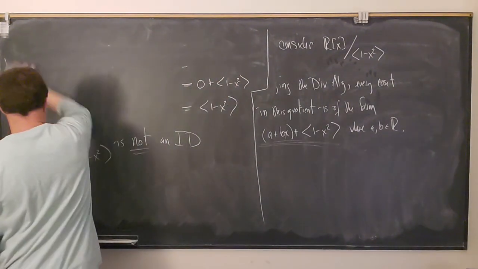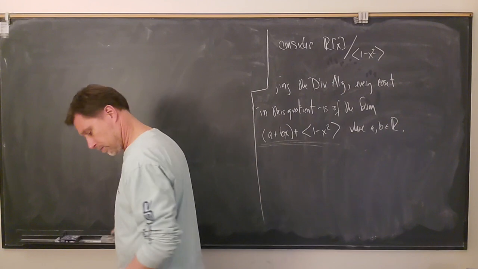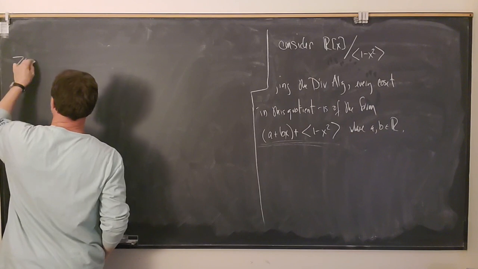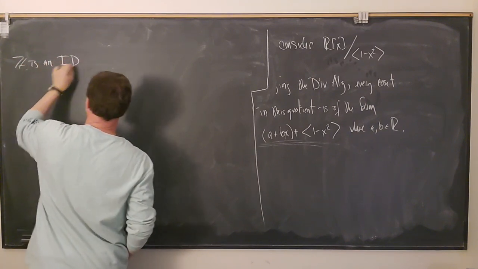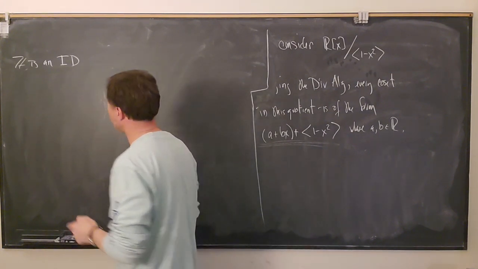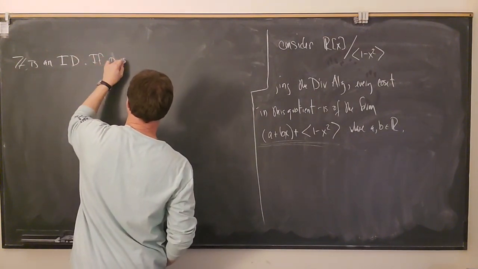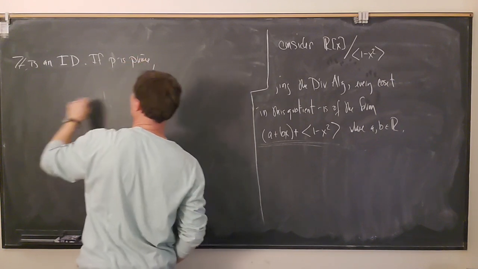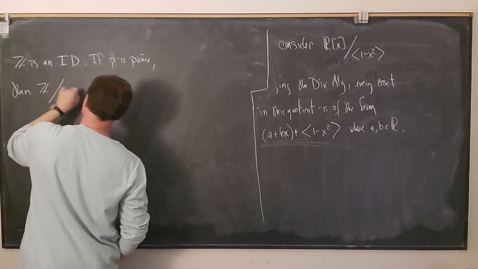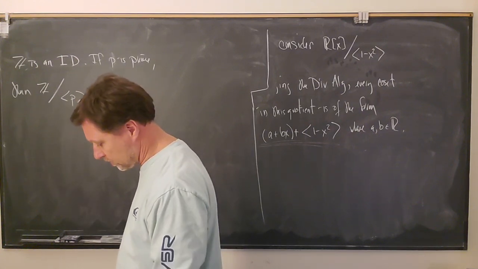Let me look at another one. So next example or observation: Z is an integral domain. If p is prime, then when we look at Z mod the ideal generated by p, that's going to be isomorphic to Z_p, which is a field.